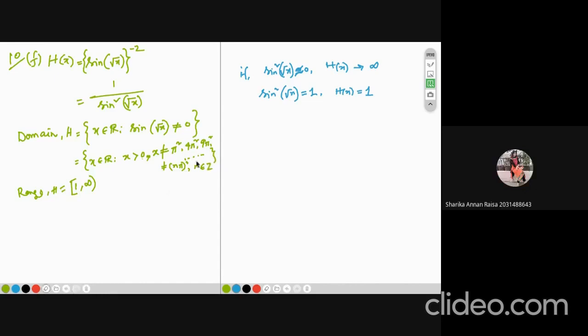Okay sir. And belongs to, this is not possible. Okay, so that is the right way of writing the domain. Okay, and range is 1 to infinity. Okay, I hope everyone understood properly. Right? Can everyone understand? Yes, sir. Yes, sir.